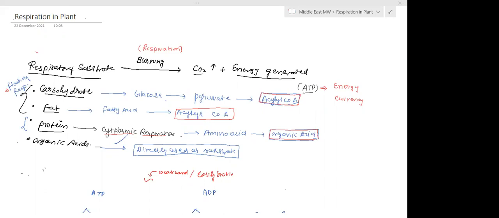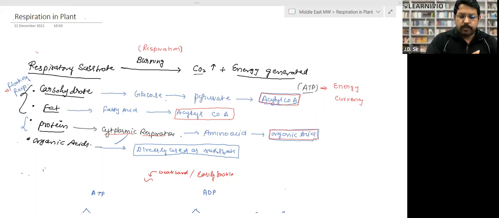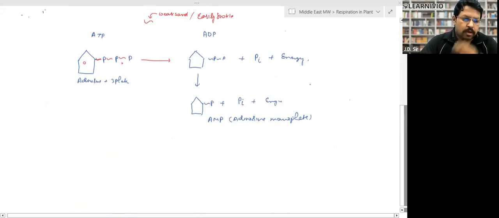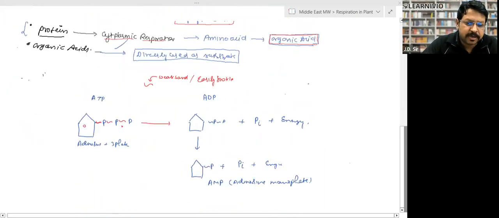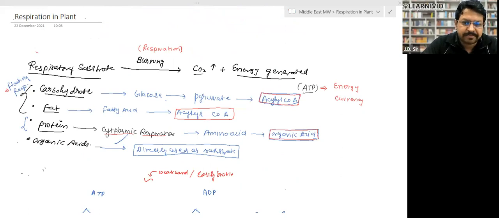Done, sir. Okay. So did you get each and every point, Affaf? Yes. Understand here clearly, right? If you will understand clearly, it will become very easy for you. Now, what is the respiratory substrate? What is ATP? You got all the points, right?